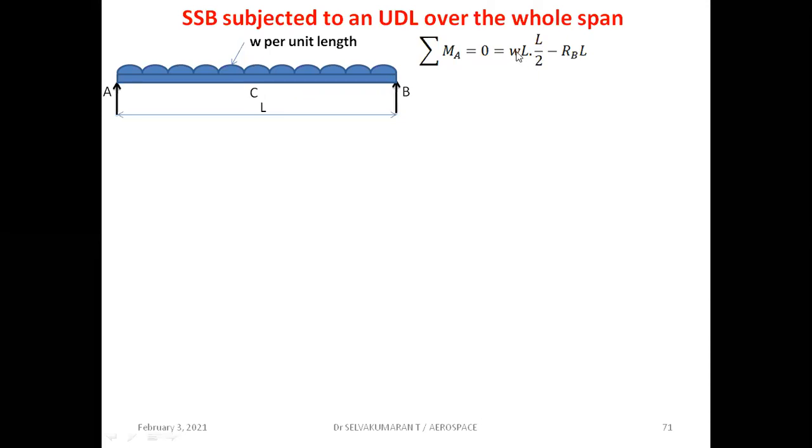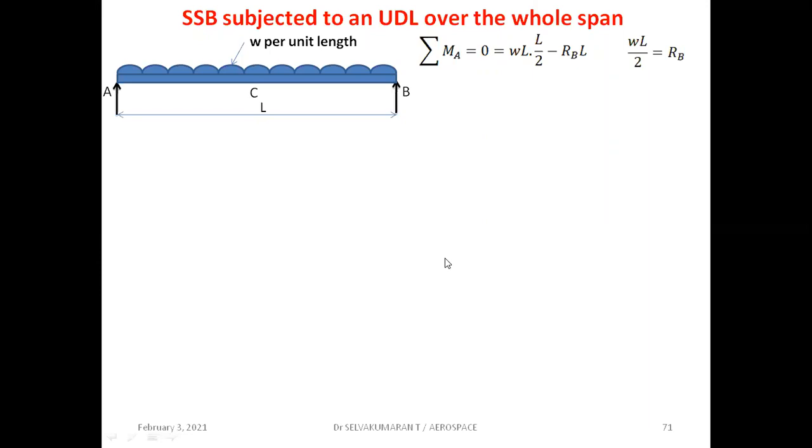So that force into its perpendicular distance, L by 2. So W is Newton per meter into meter, this becomes a Newton, into L by 2. This W into L will act exactly at a distance of L by 2, that you need to remember. So W into L by 2, and this RB gives anti-clockwise, so RB into L. So RB is equal to WL by 2, the support reaction.